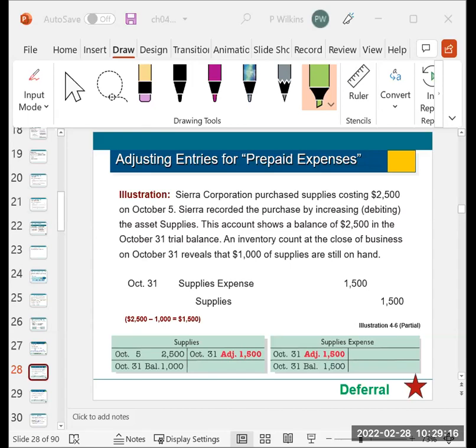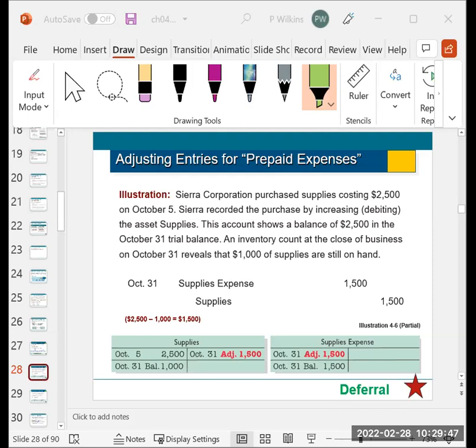So here's an example of that. Sierra Corporation purchased supplies costing $2,500 on October 5th. And so supplies are things that you use up in your business that you don't necessarily make and give to your customers. So supplies for a teacher might be like the pens we use to write on the board or the copy paper we use up. Those are supplies, okay. Sierra recorded the purchase by increasing or debiting the asset supplies.